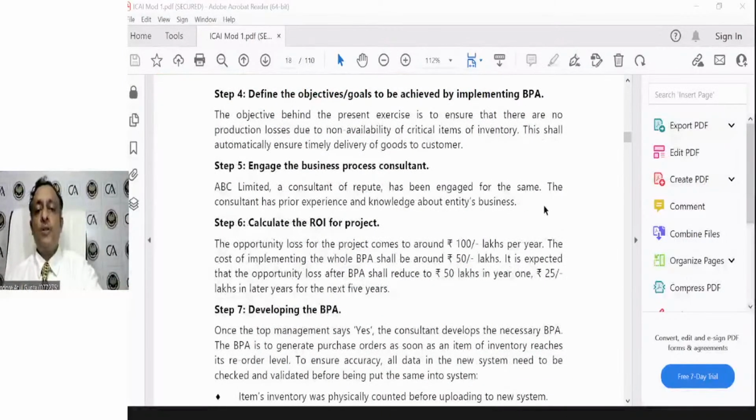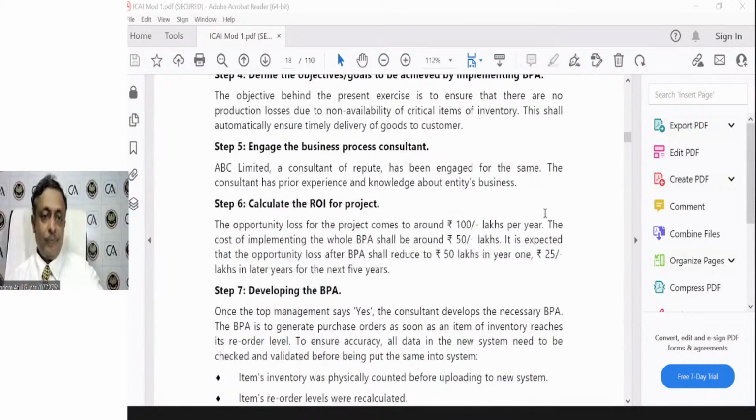The opportunity loss for the project comes around rupees 100 lakhs per year. The cost of implementing should be around 50 lakh. It is expected that the opportunity loss shall be reduced to 50 lakhs in 1 year, so rupees 25 lakhs in later years for the next 5 years. So you'll be having a payback period. If cash payback is considered, then in 2 years you will receive that.